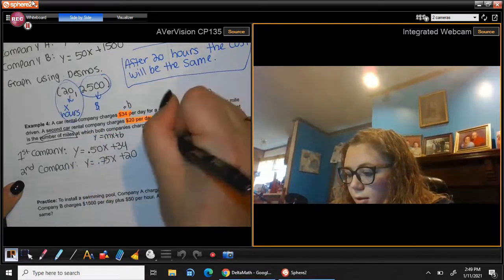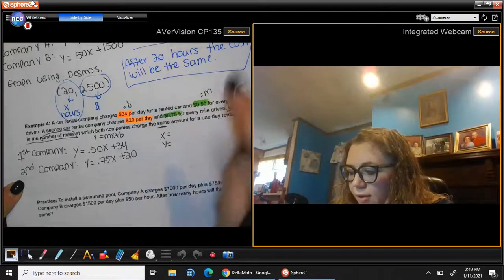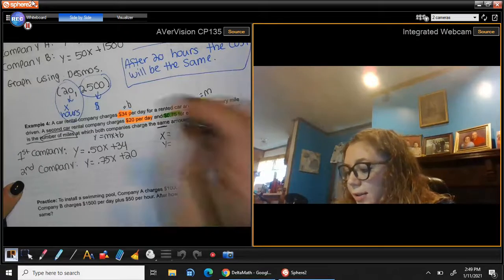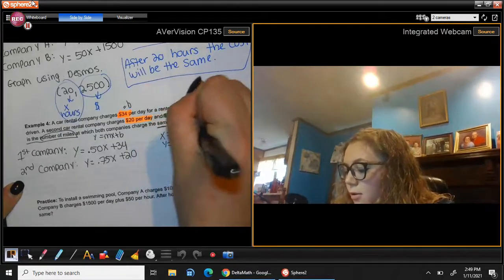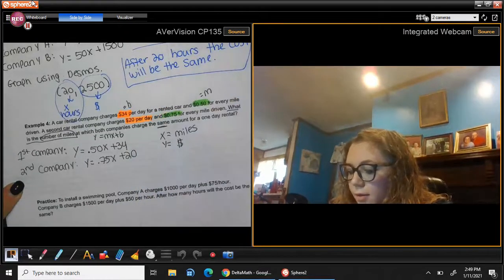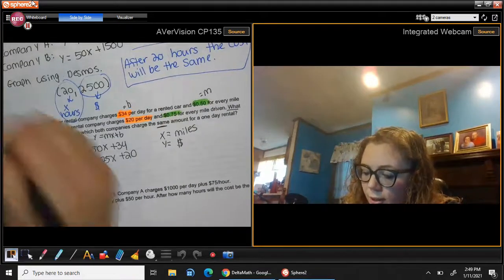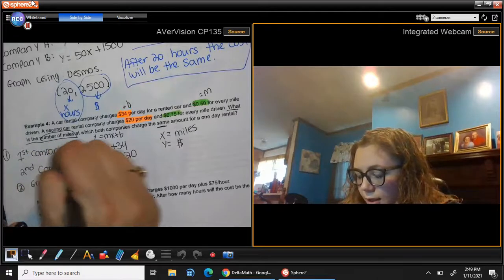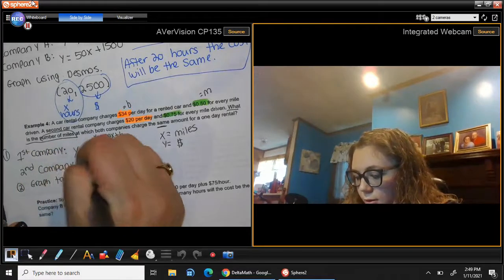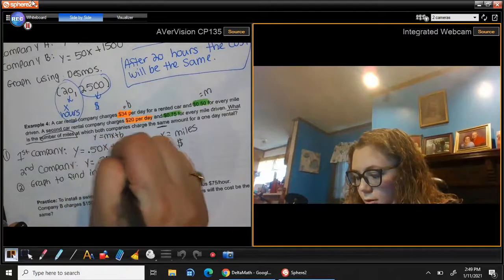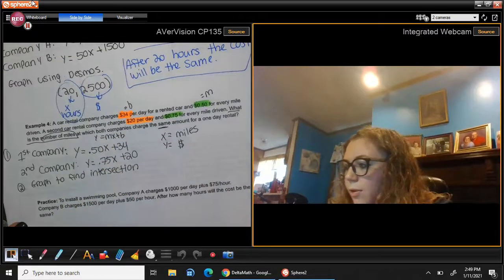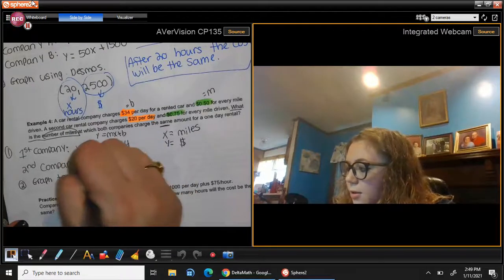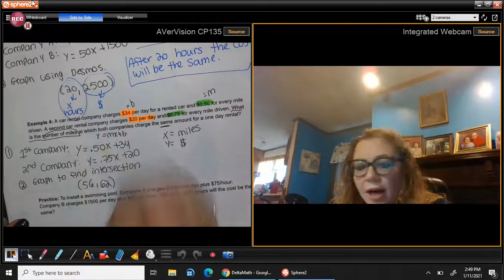Okay. What does X stand for? So let's look at my slope. 50 cents for every mile. So X is miles. Y is money. Okay. So we've done step 1. Step 2 is graph using Desmos to find intersection. Okay, and when you graph it on Desmos, you're going to get 56, 62. Again, you might have to zoom out to get it.